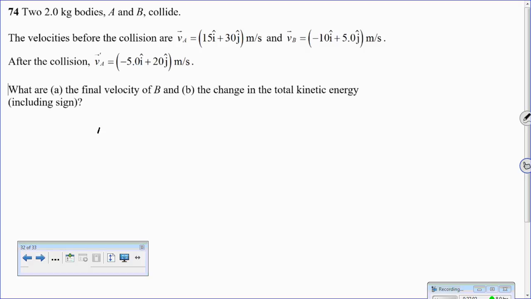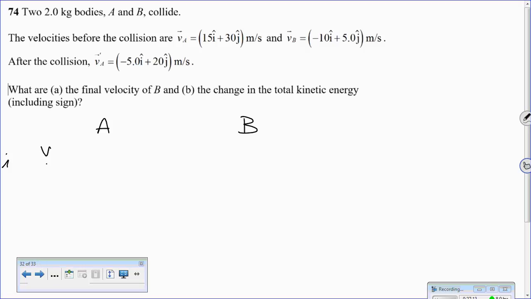Okay, so here's object A, here's object B. Initially, the velocity of A is 15i plus 30j. Sorry, my handwriting's going to get worse because my board is becoming uncalibrated. And the velocity of B initially is negative 10i plus 5j. These are all meters per second.